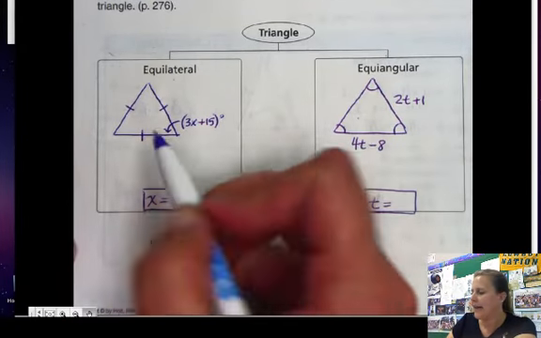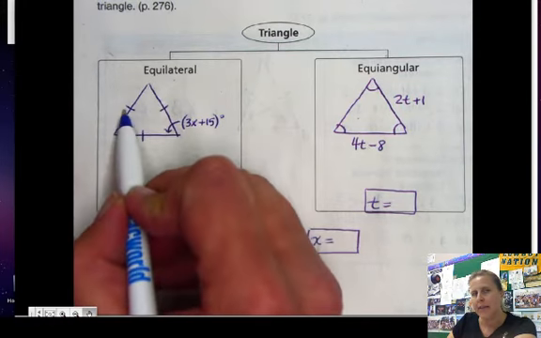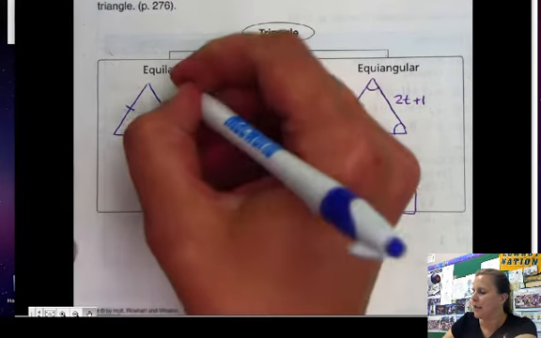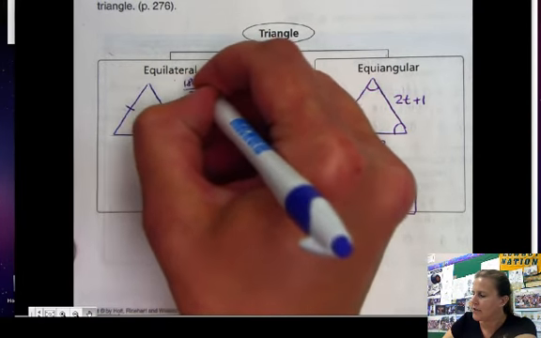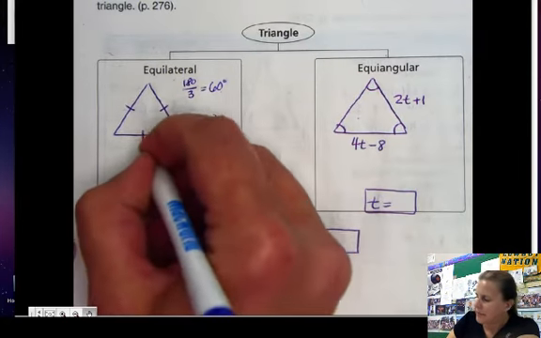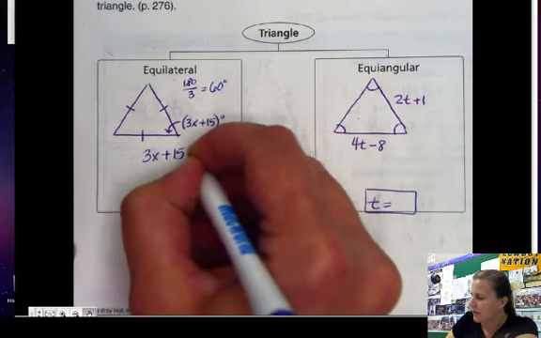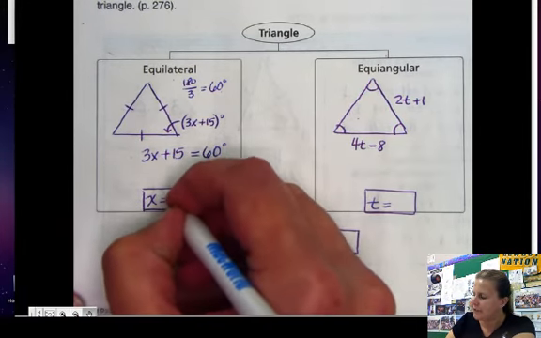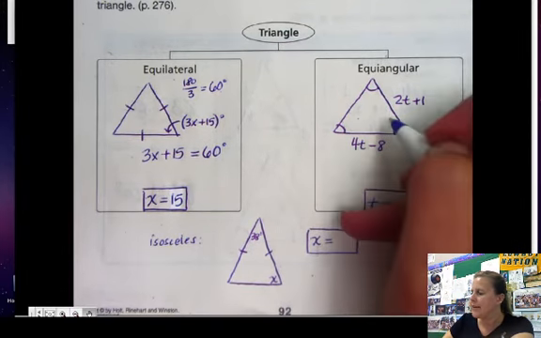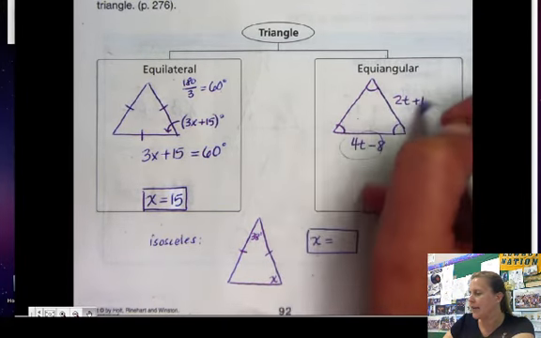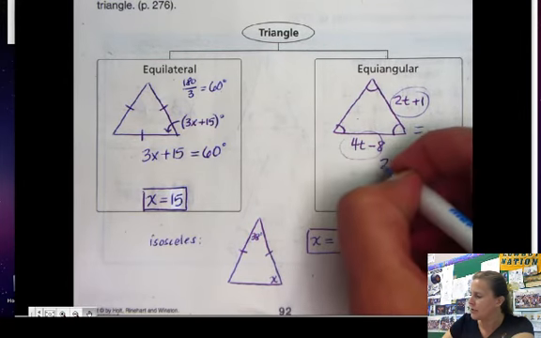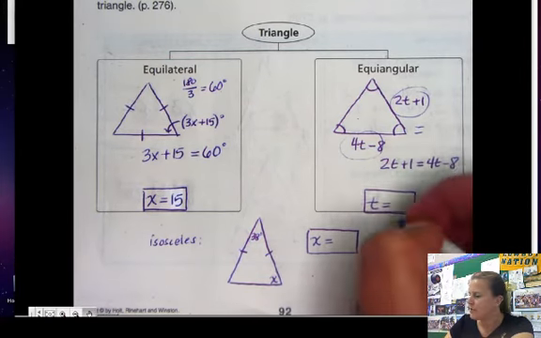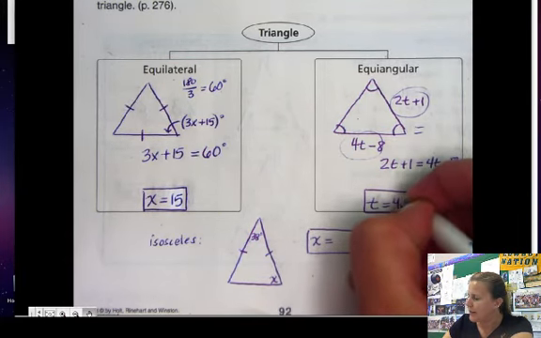So first of all, if I have an equilateral triangle, that means that all the angles are equal. And remember, if all the angles are equal, they have to be 180 divided by 3, which is 60 degrees, which means that 3x plus 15 equals 60 degrees. So if I figure that out, x should equal 15. Now, if it's equiangular, that means that the sides are equal to each other. So 2t plus 1 should equal 4t minus 8. So t would equal 4.5.